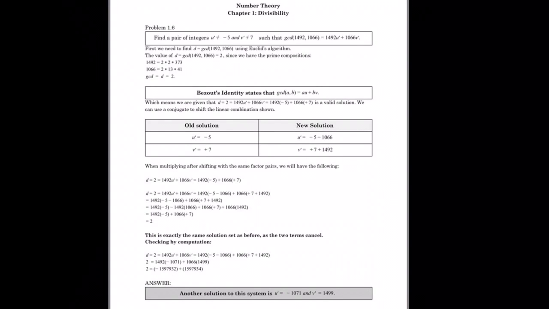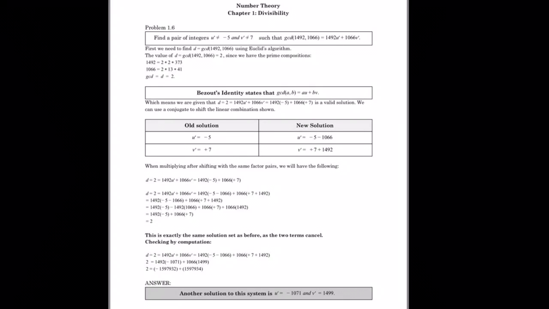I'll move u prime by subtracting 1066, so I'm subtracting b. And for v prime, I'll take that 7 and add a, 1492. So the new numbers are actually negative 1071 and 1499.